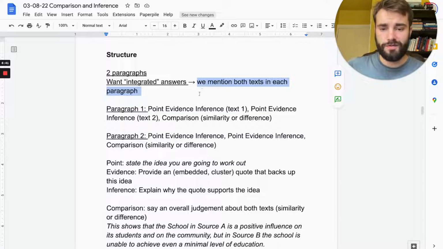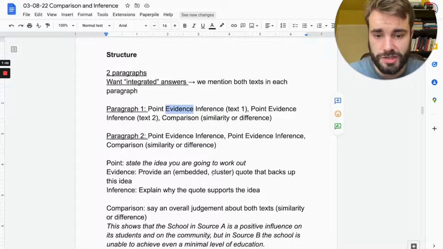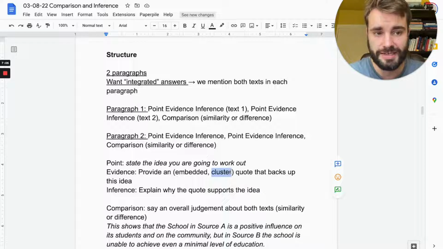So paragraph 1 and 2 will follow the same structure. You can call it PIE if you want, P-E-I, or PIE-C, because there's a C at the end. So point is simply where you state the idea you're going to work out or infer. The evidence is the quote that backs it up, and the best evidence would be an embedded quote, and even better, a cluster, a group of short quotes that relate to the same point. And then the inference is explaining how you worked it out from the quote.